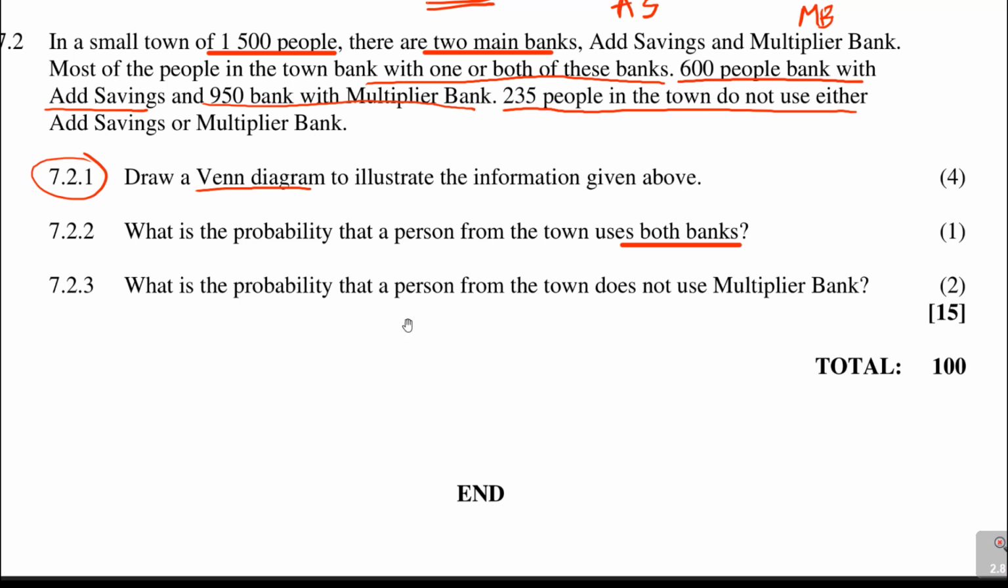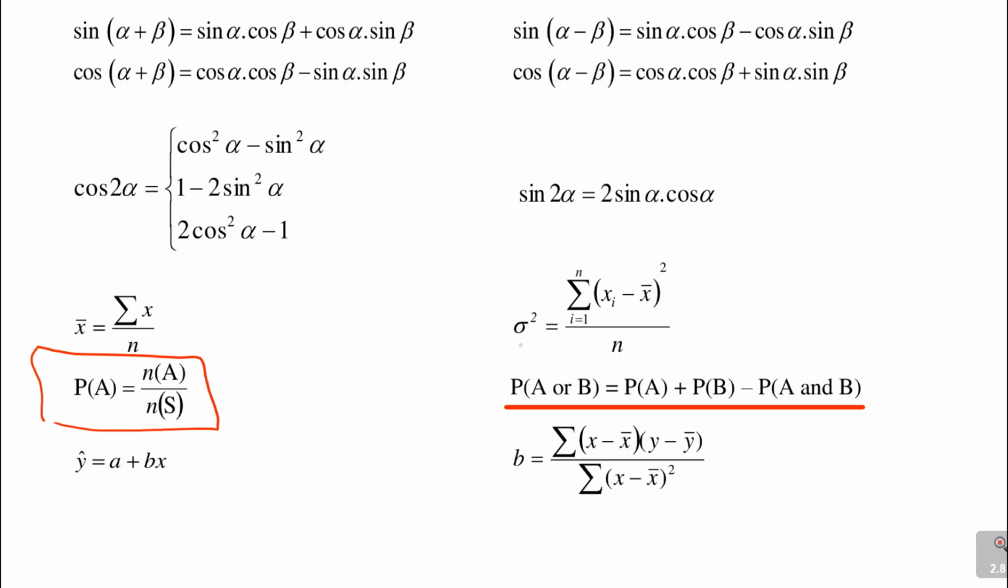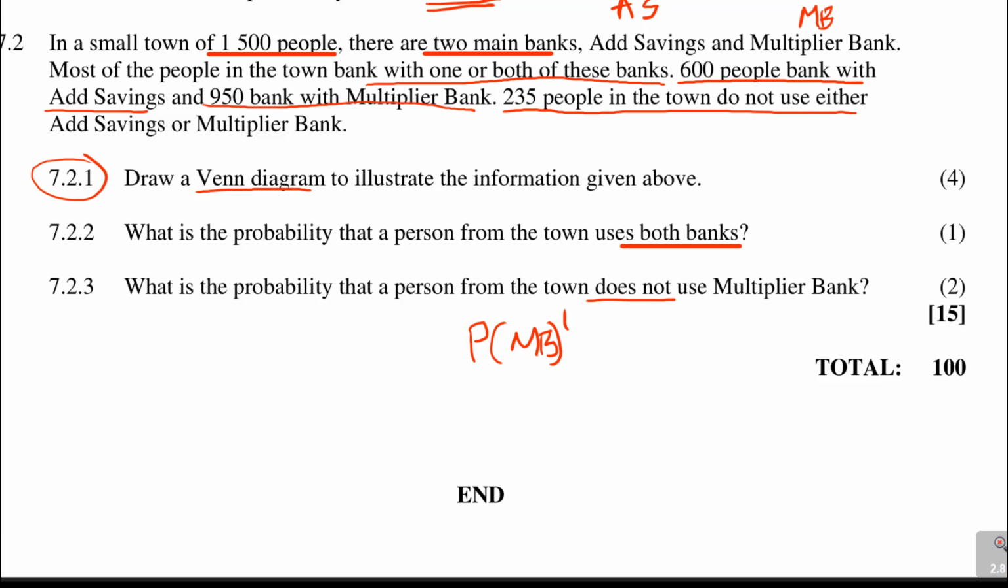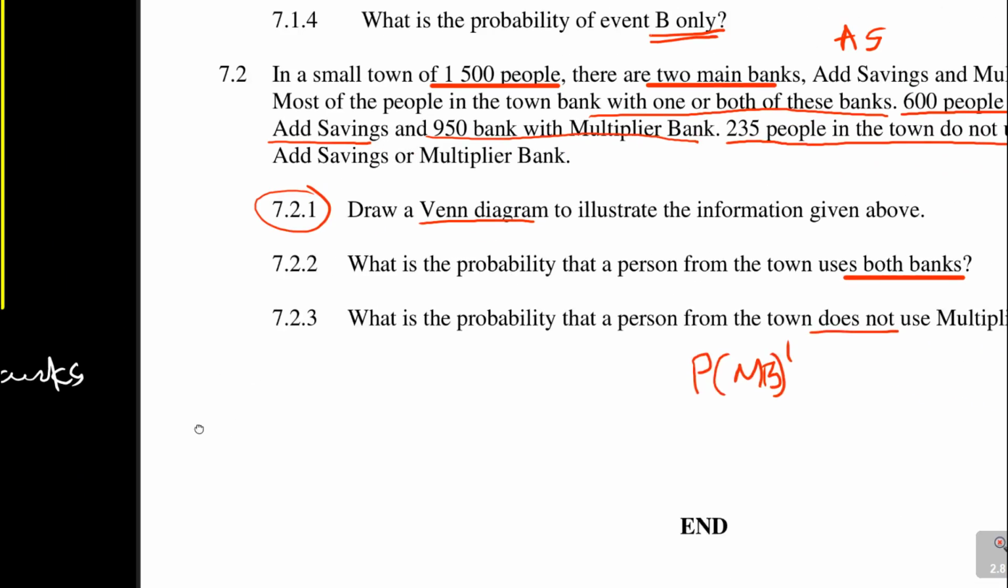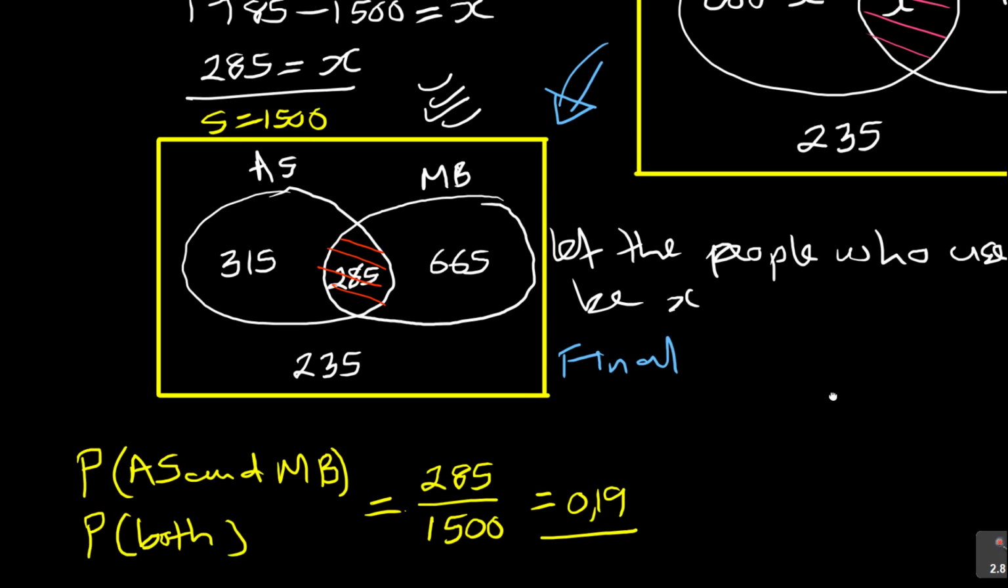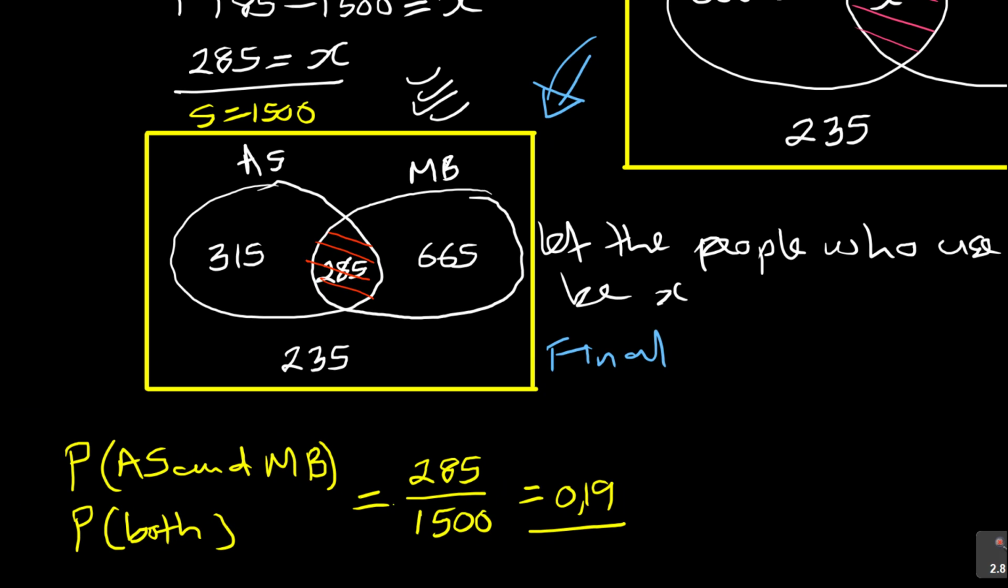Remember, when you say does not, so what you can write it like this. Does not means probability of MB complement. They do not. So you come here. There are two ways of doing it. Actually, I'm here. You come here on your diagram. Remember, they said what? Does not use multiplier bank. So who here is not using multiplier bank? Look at this.